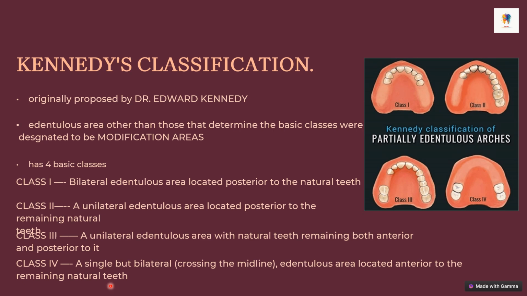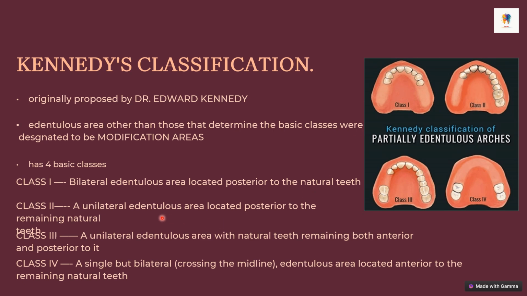Class 1 states a bilateral edentulous area located posterior to the natural teeth. If you can see this diagram here, this picture shows you four different types of Kennedy's classification. The first class says that there should be a bilateral edentulous area which is located posterior to the natural teeth. These are the teeth that are present in this patient, and this is the posterior area of the natural teeth, and it is bilateral. So this kind of class is your class 1.